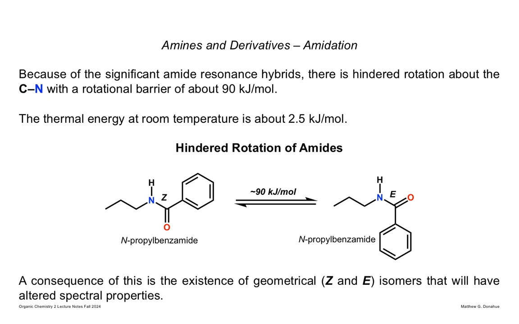So due to the significant amide resonance hybrids, there's hindered rotation about that CN bond with a rotational barrier of about 90 kilojoules per mole. And if the thermal energy at room temperature is about 2.5 kilojoules per mole, you can see that that doesn't supply enough energy to overcome that rotational barrier. And so you actually see these two rotamers, the Z and the E, in proton NMR.